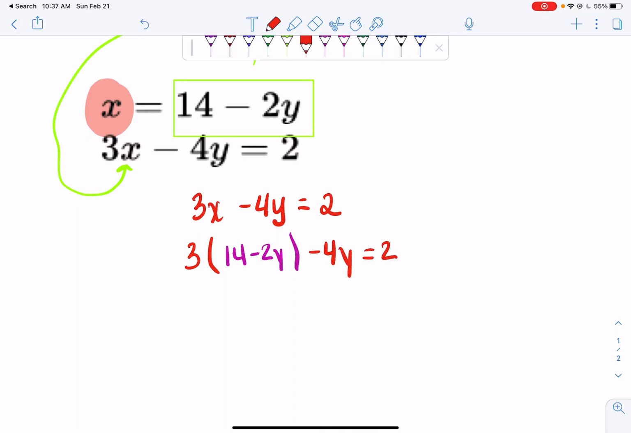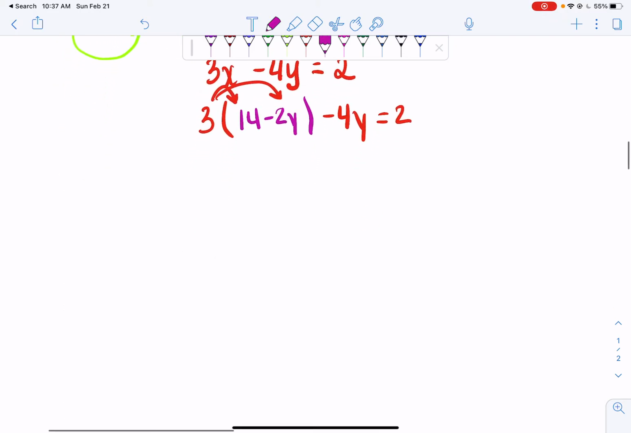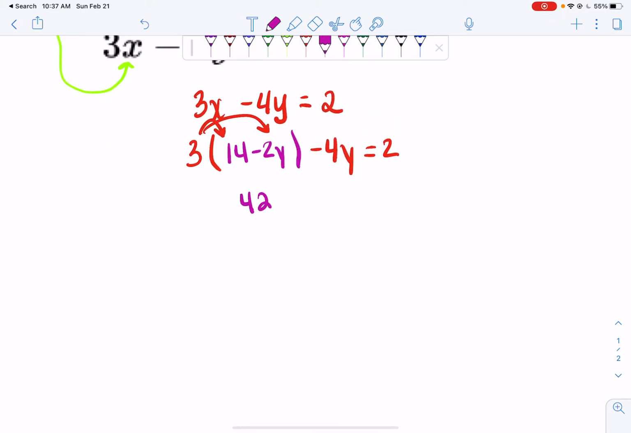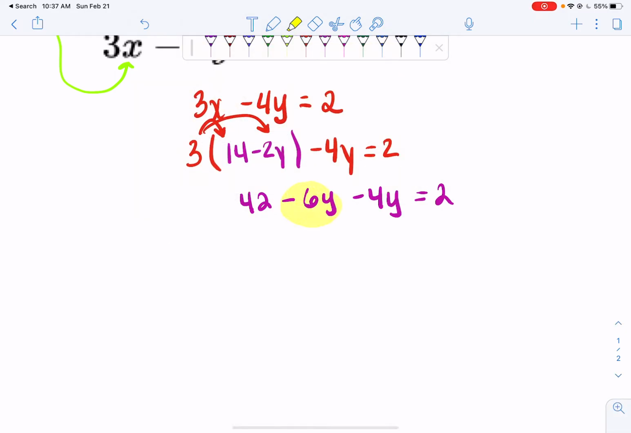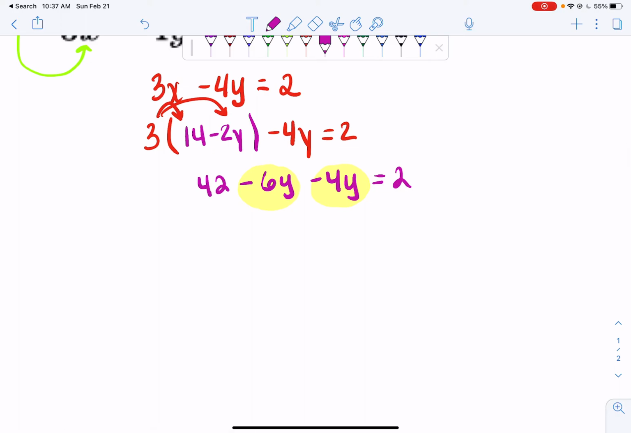Now that I have a number on the outside of my parentheses, I'm going to distribute that number. 3 times 14 is 42. So I have 42 minus 6y minus 4y equals 2, because 3 times negative 2 is negative 6. You have to combine your like terms, ladies. I can combine my minus 6y and my minus 4y. When I combine negative 6 and negative 4, that gives me negative 10. So I have 42 minus 10y equals 2.